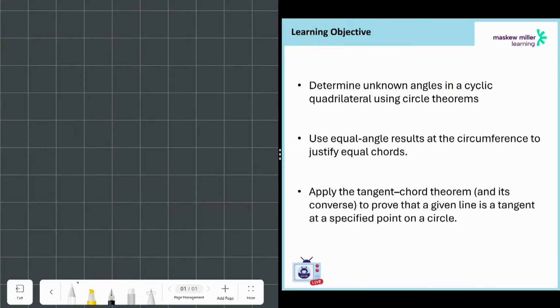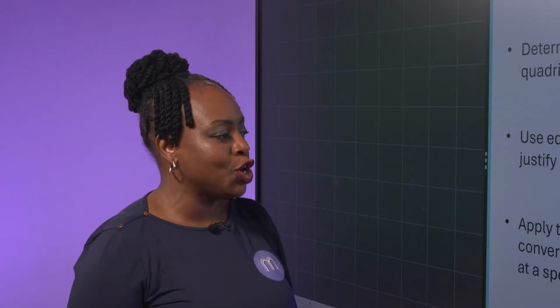We need to know how to use the equal angles results that we find on any circumference as well, so that we can use the chord to justify them. As I said, equal chords subtend equal angles. We also need to be able to apply our tan chord theorem. Anytime we see a tangent, we try to look for it and go with it.